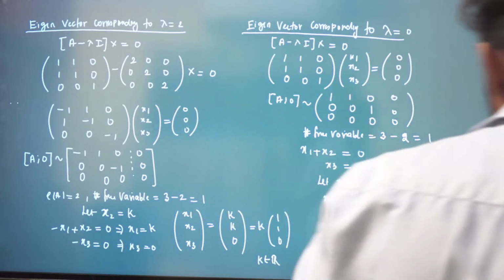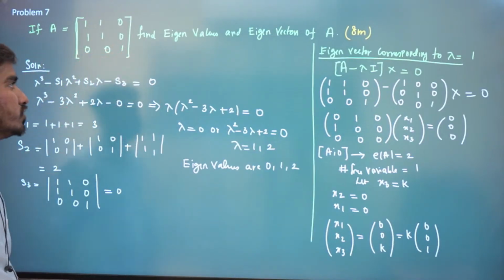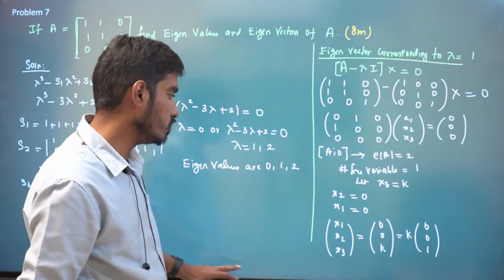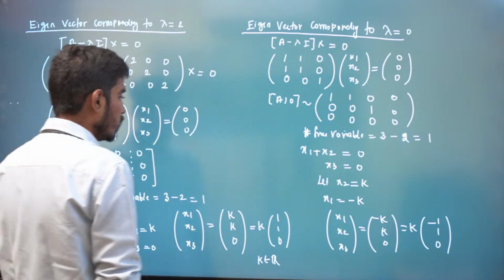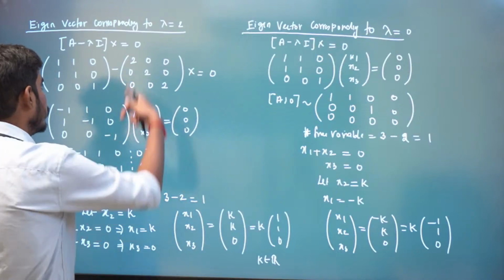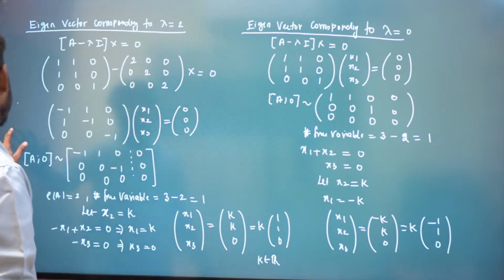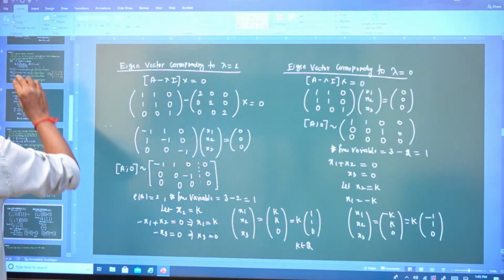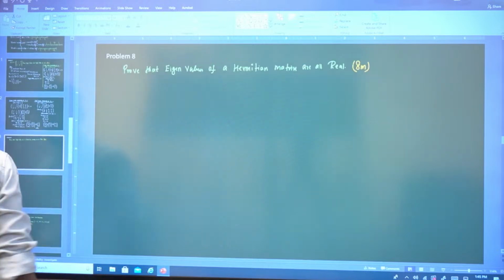So that's it. We have completed this problem. Find the eigenvalues and eigenvectors of A. The eigenvalues are 0, 1, 2. The eigenvector corresponding to 0 is given by (minus 1, 1, 0), one of the eigenvectors. The eigenvector corresponding to the eigenvalue 1 is given by (0, 0, 1), and the eigenvector corresponding to 2 is given by (1, 1, 0). Right? Okay. So move on to the eighth problem.